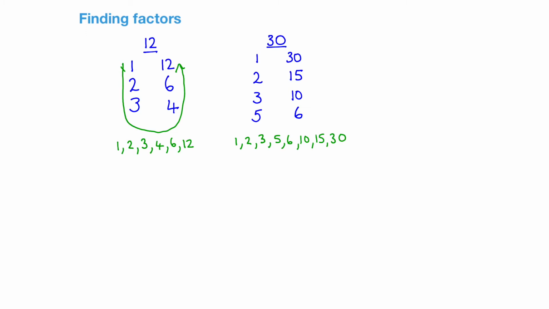So we're going to do one more practice just now. This time we're going to go with 16. So we start with 1 and 16. Then we think about 2. Does 2 go into 16? It does. So 2 times 8 is 16. Next we think here. Does 3 go into 16? 3 doesn't go into 16. 16 is not in the 3 times table, so we can't write down 3 here. So we think 4. Is 4 times something 16? And it is. So 4 times 4 is 16.